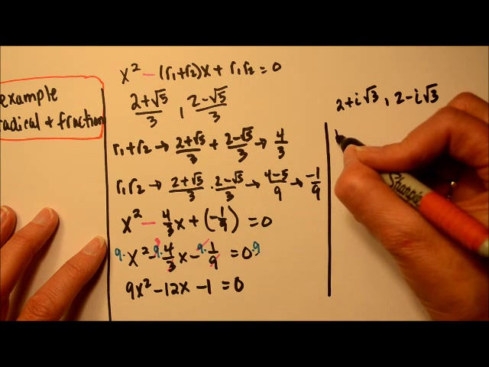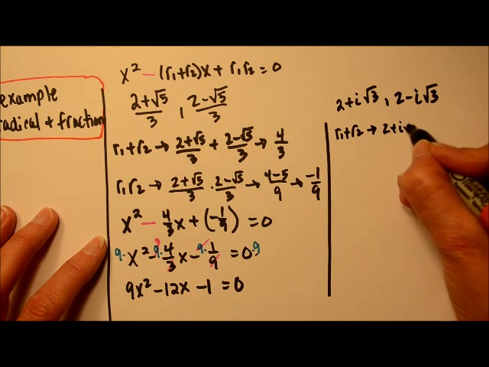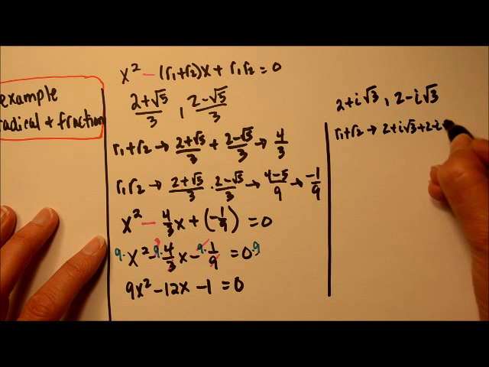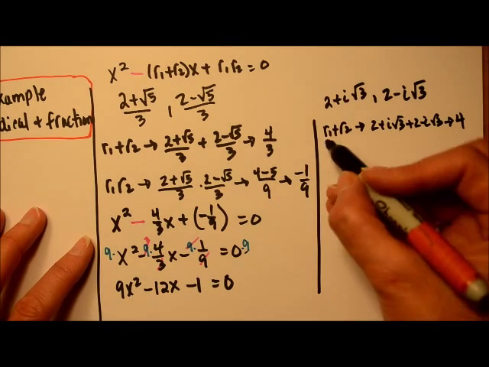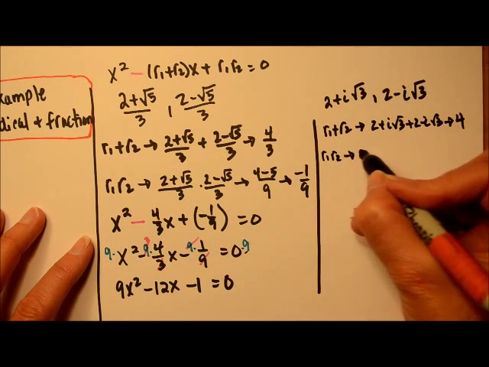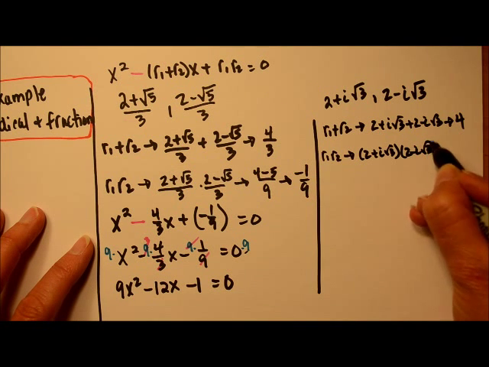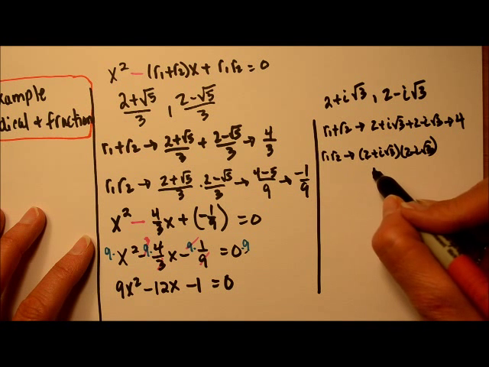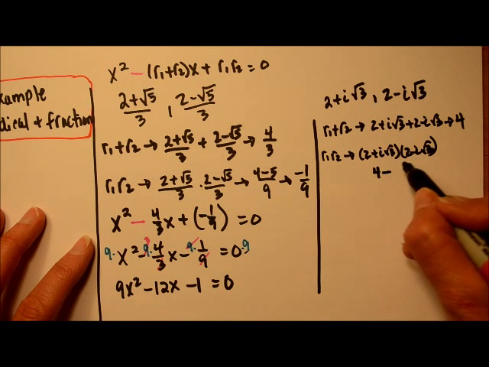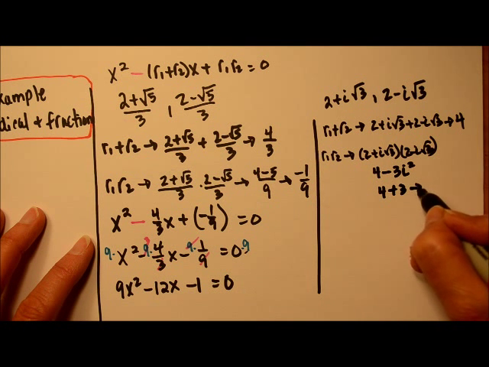So this one's R1 plus R2. So it's going to give me 2 plus i square root 3 plus 2 minus i square root 3. Those guys cancel out, and I just get a 4. The i square root 3's cancel out. And then I have R1 times R2. Or I have 2 plus i square root 3 times 2 minus i square root 3. It's a conjugate, so I know that the middle term is going to drop out. So really I just have 2 times 2 is 4. I have a minus. Square root 3 times square root 3 is 3, times i squared. But that i squared goes to a negative 1. So really what I have is 4 plus 3, or 7.